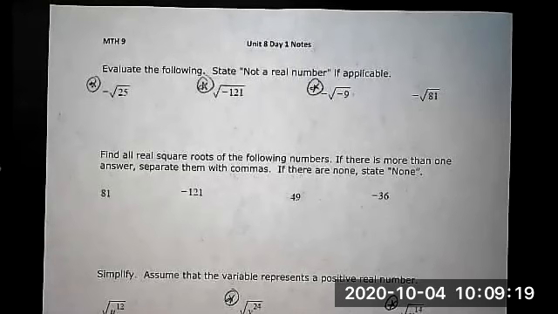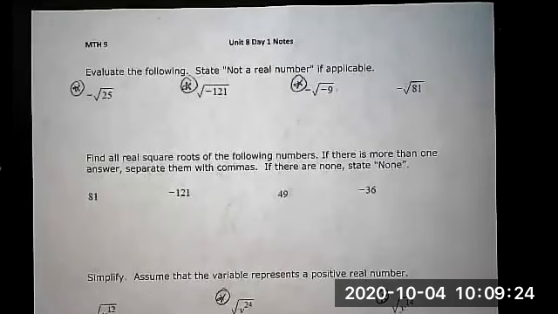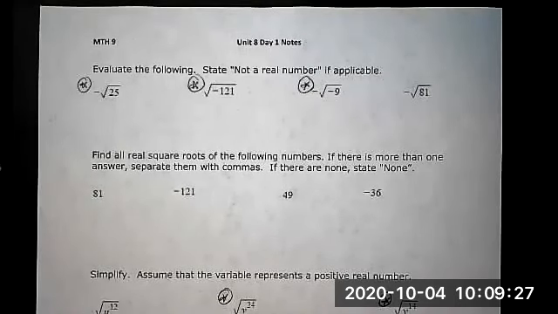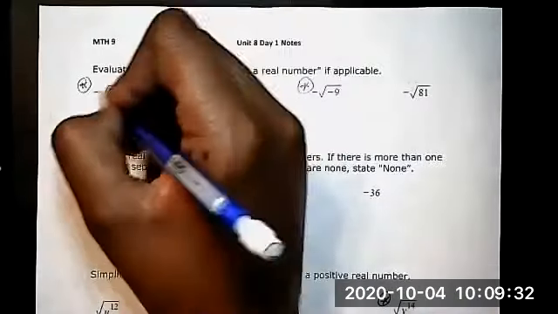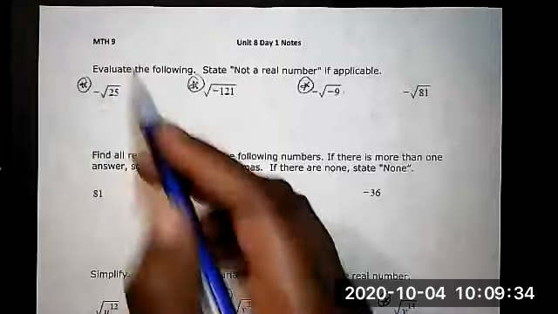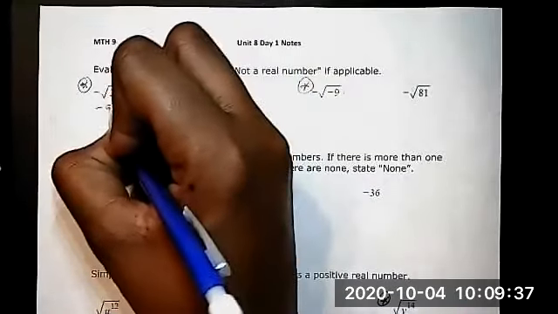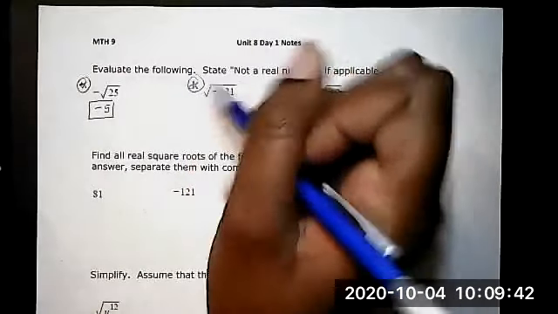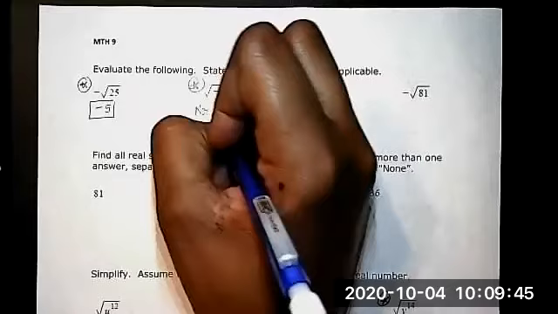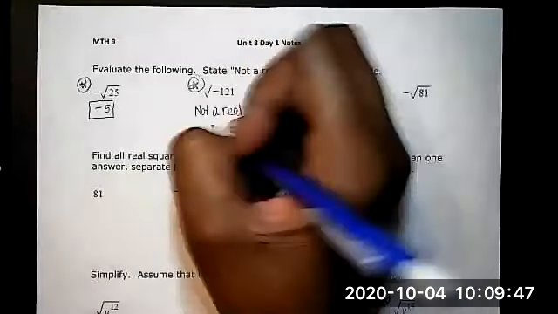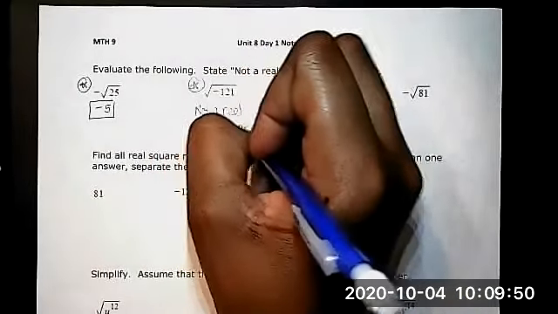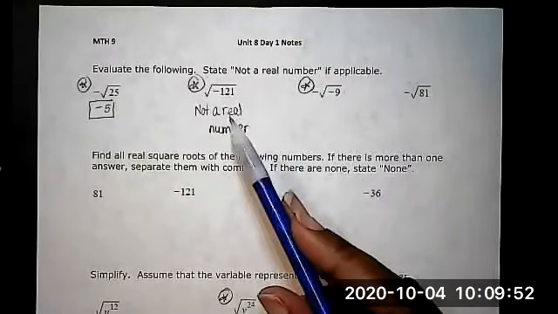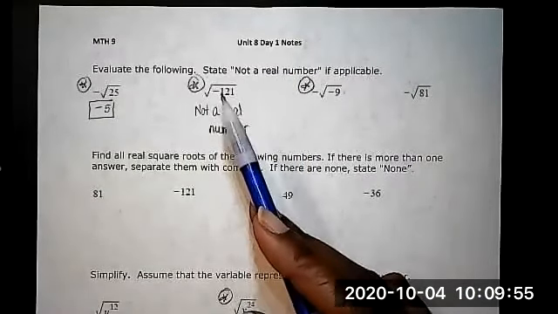State not a real number if applicable. And as you should know, if there's a negative under the square root, the answer is not a real number. So in this particular case, when the negative's on the outside, it's fine. The square root of 25 is 5, so the answer will be -5 because the negative just kind of waits on the outside. But if they have that negative here, it is not a real number. Okay, it's actually imaginary. And yes, you will go into that, but not for now. Okay, your answer would be 11i because it's an imaginary number there.